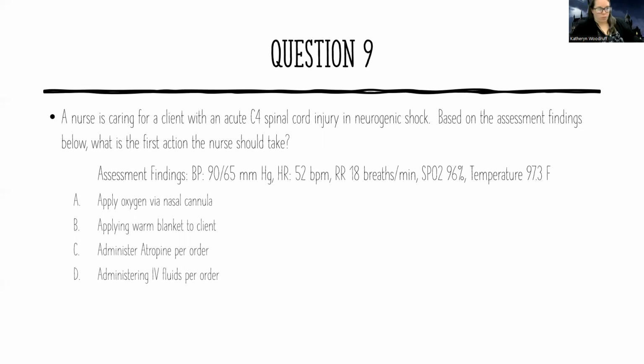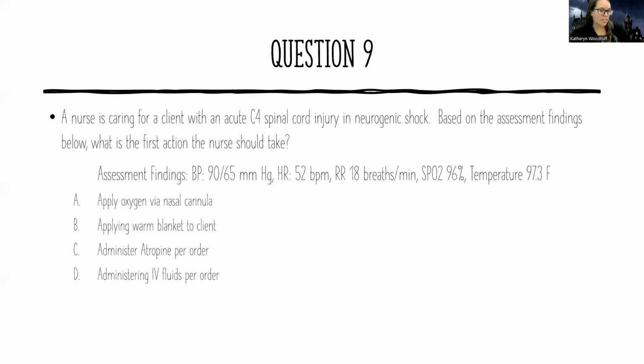So let's see here. Their blood pressure is 90/65. It's low, expected with neurogenic shock. Might need to do something about that. Heart rate 52, low. Probably need to do something about that. Respiratory rate 18, so that's normal. So they're not necessarily having a breathing pattern issue, at least not at this moment. SpO2 96, seems they're doing okay, and temperature 97.3. So that's on the low end of normal, but not earth shattering or incredibly low, like towards death or hypothermia.